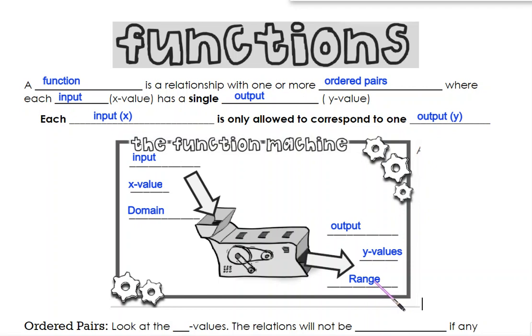So we have to see if something is a function or not. We want all of our x values to only have one output. If an x value goes to two outputs, that doesn't work. That's a machine that is broken, so it is not a function. All right, let's go on and see how we can do this in ordered pairs.